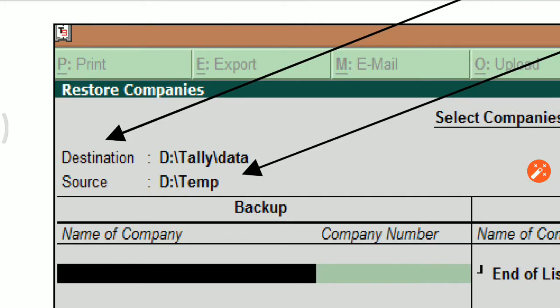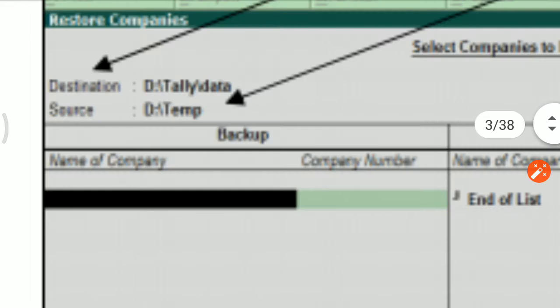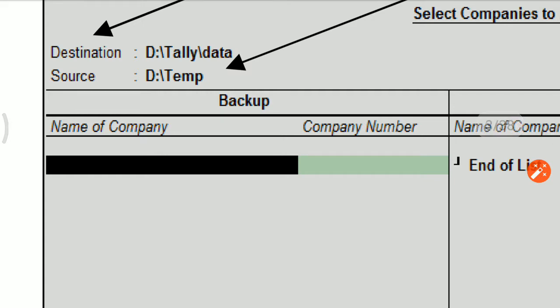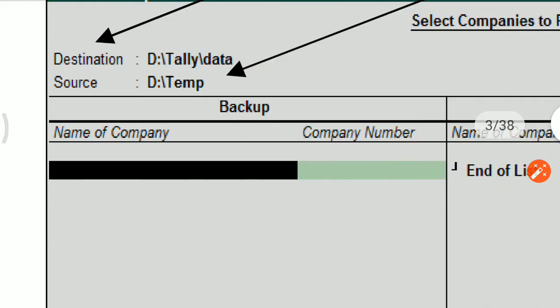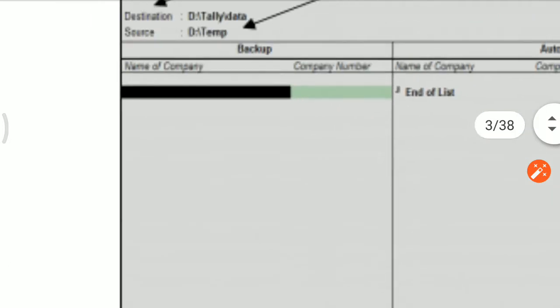Destination means where your original backup is saved, and source means where you want to save so that you can run your tally data. Next, when you select the restore option, you have to update the path for the destination, and for the source you have to update the path where you want to save your data. Below that, the name of the company will reflect. If 5 companies are there, you can select any one, either 1, 2, 3, or 4. Press enter, and the data will be shown.